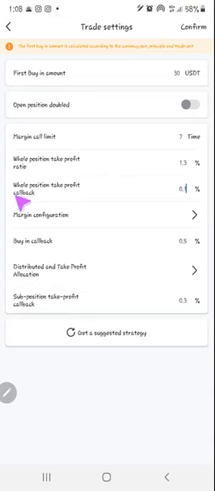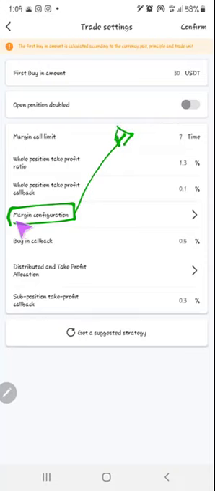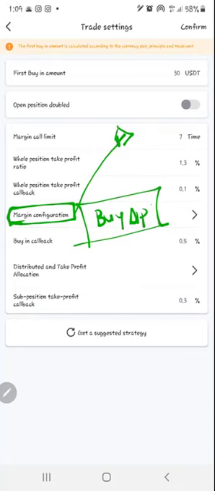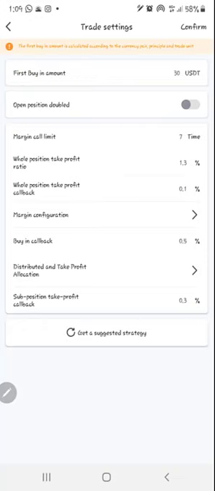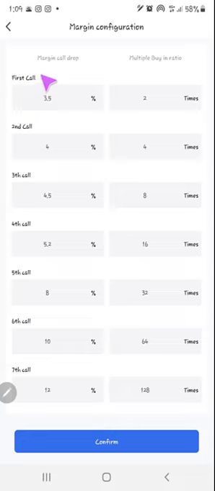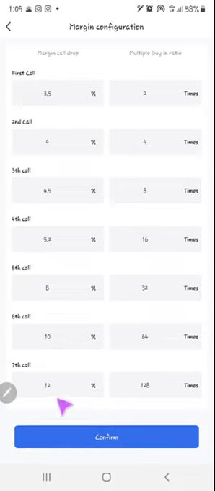So now we have set our whole position take profit callback. This is the value. Now this margin configuration here is a function of the margin call limit. This is where you program how the robot is going to buy the dips for you. Since you've programmed this robot to give you 7 dips, in case that happens, when you click on margin configuration, it's going to give you a first call up until the 7th call.